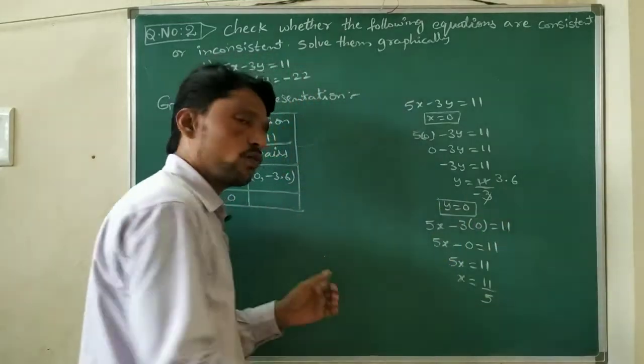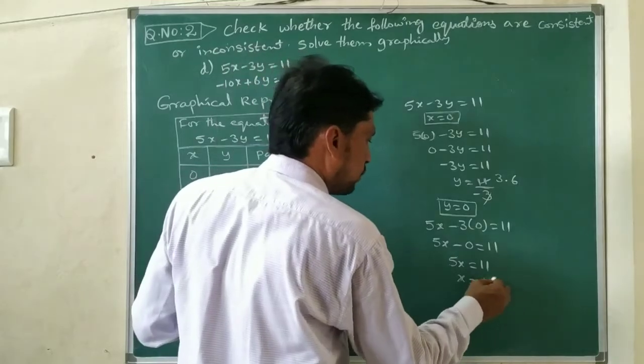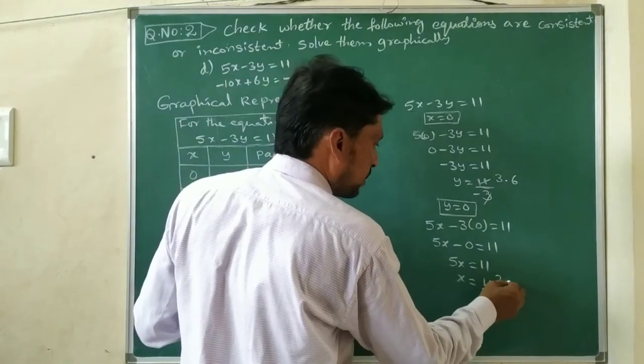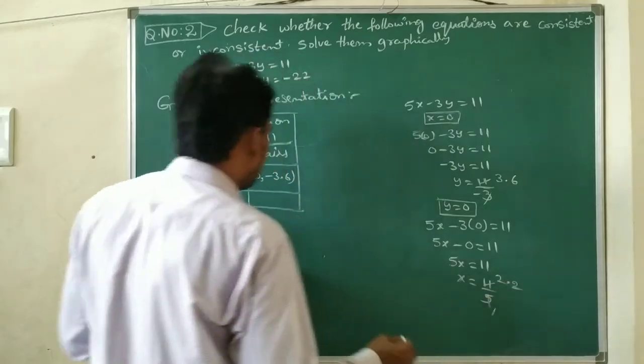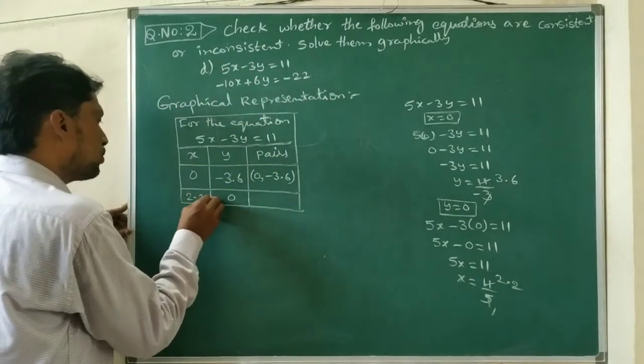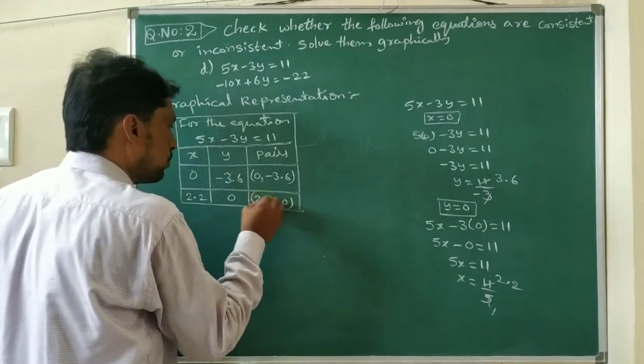So 5 I transpose to the right side, so we are getting the denominator. So 5 1s are 5, 5 2s are 10, means 1 remained. Point means it will be 10. So 5 2s are 10, so we are getting 2.2. So that pair becomes 2.2 comma 0.